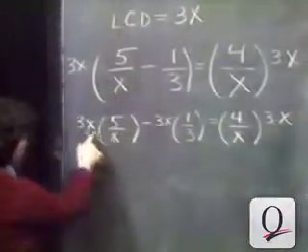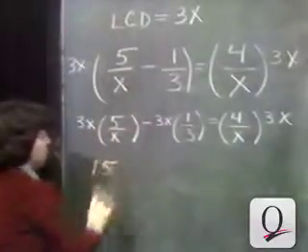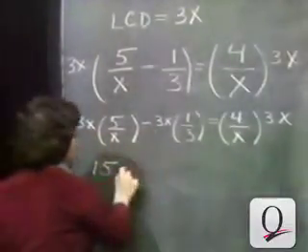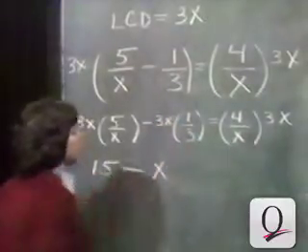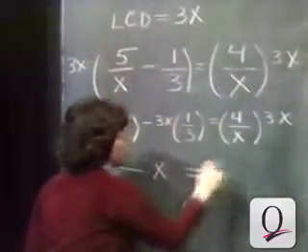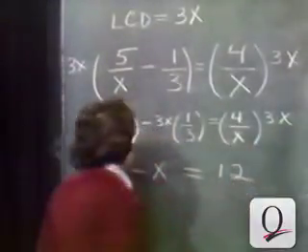Now in the first term here, the x's cancel out, and we get 3 times 5, or 15. In the second term, we have minus. Now the 3's cancel out. Minus x equals, over here, the x's cancel out. We get 4 times 3 equals 12.